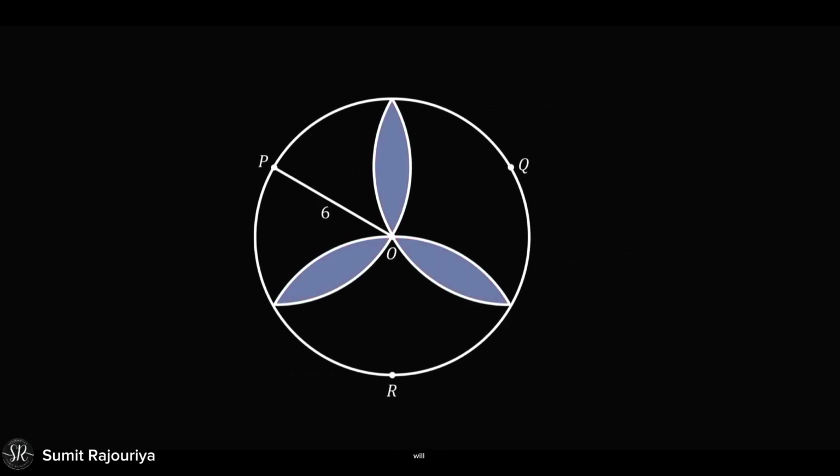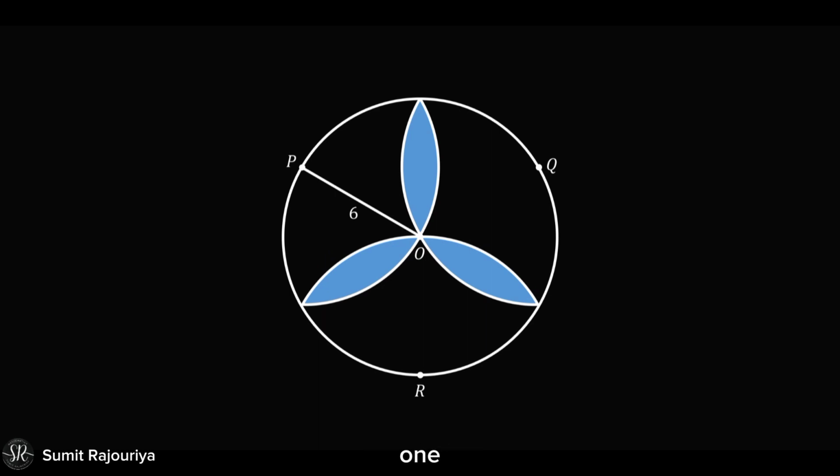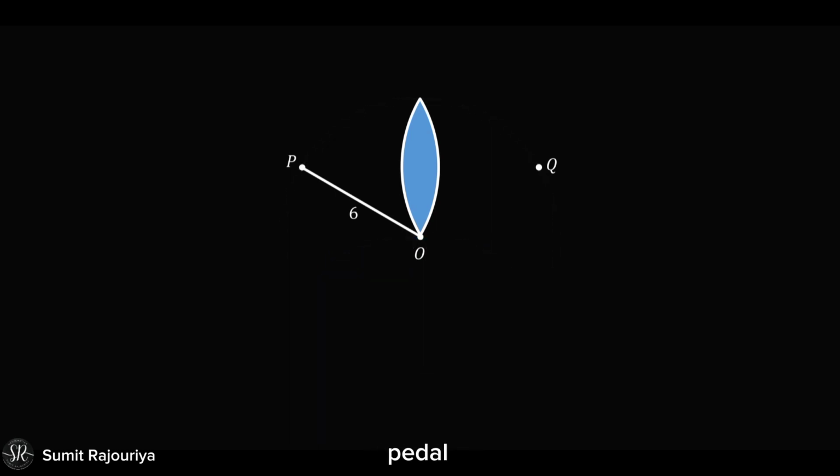To work it out, we will focus on calculating the area of one petal. So consider just this top petal, which is the intersection of the circles centered at P and Q. Now the circle at P has radius equal to 6, so label this top point as S. So PS will be equal to 6.